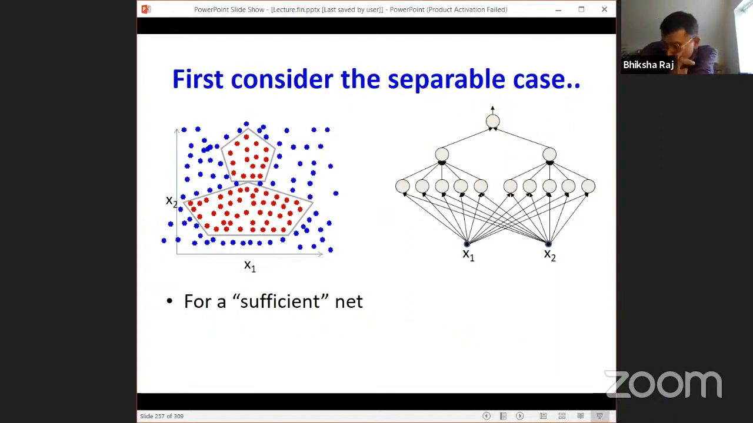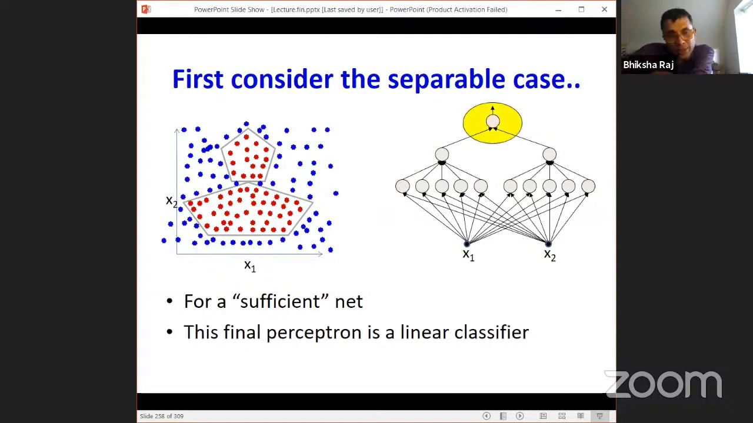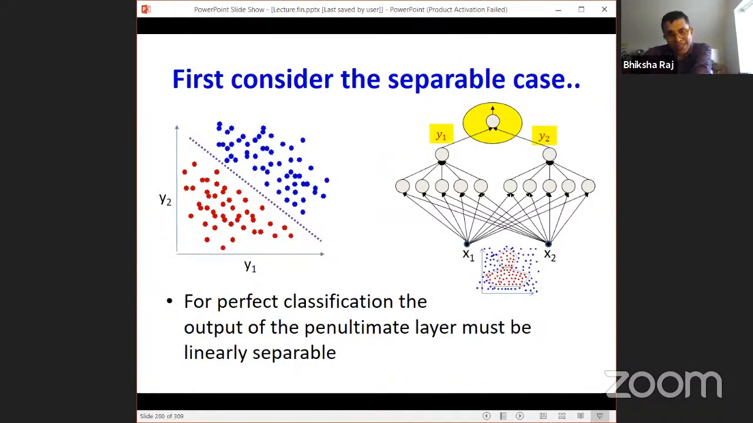Now, if I construct an exact network of this kind to classify this data, what's happening? To understand, let's look at what happens at the final output neuron. The final output neuron is a perceptron. It could have a sigmoid activation, but nevertheless, this one is a linear classifier. So if this perceptron is a linear classifier, and if this network is perfectly classifying the red and the blue dots, then what does this tell us about the inputs that this final perceptron is getting? It tells us that by the time all of this data has gone through this network and arrived at the final perceptron, because the final perceptron is a linear classifier, in the Y1, Y2 space, these training data are now linearly separable.